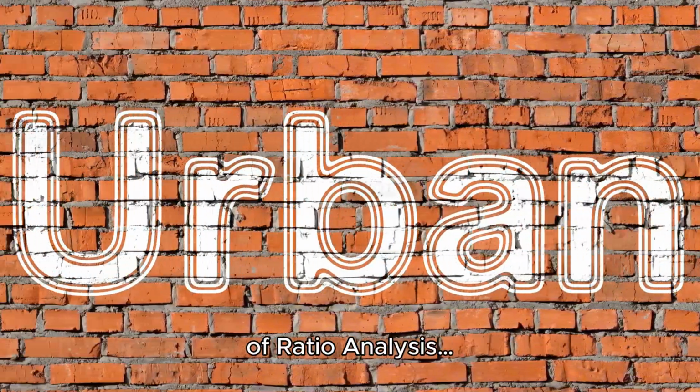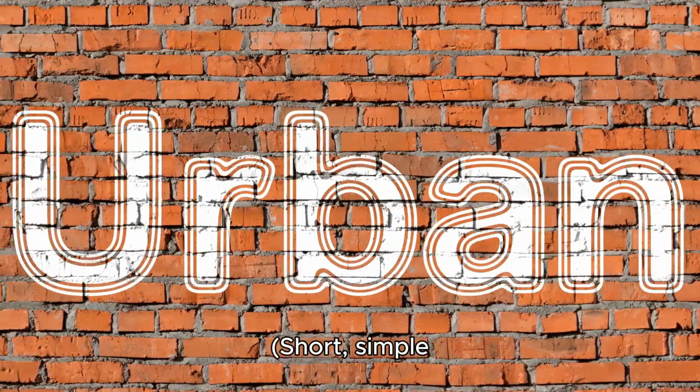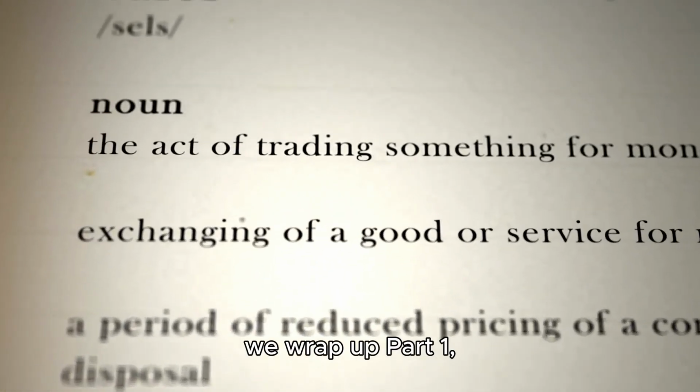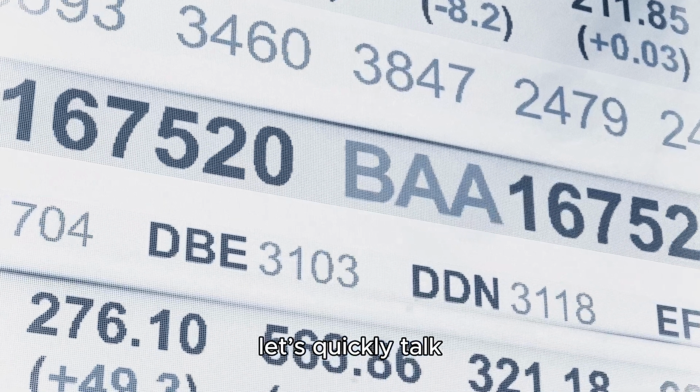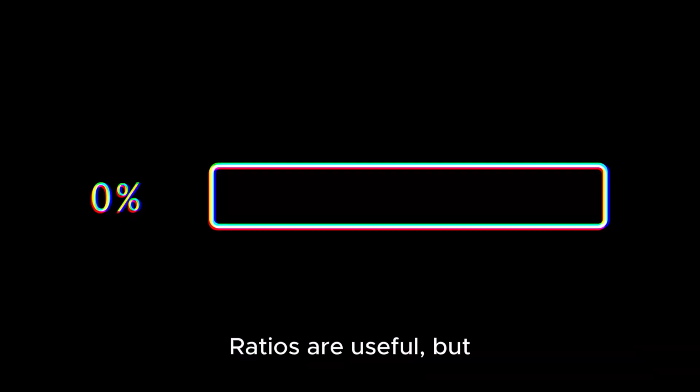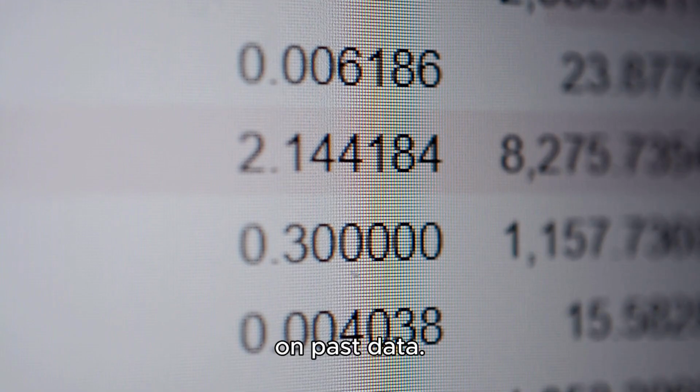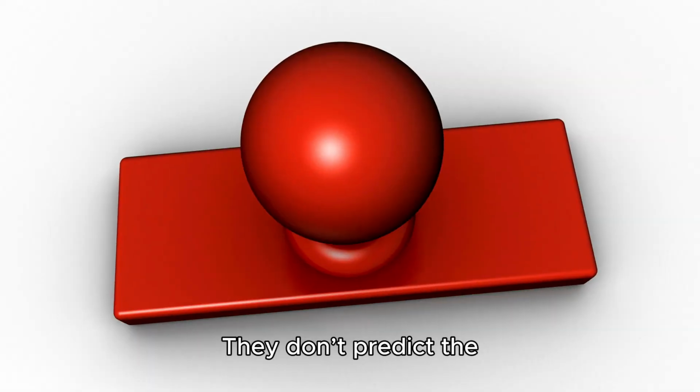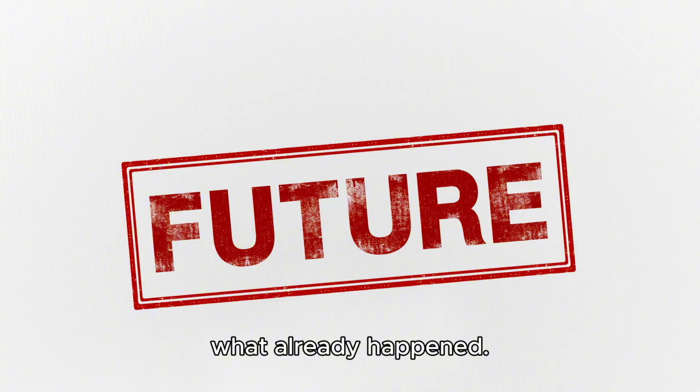Section 6. Limitations of ratio analysis. Short, simple explanation. Before we wrap up part 1, let's quickly talk about limitations. Ratios are useful, but they're not perfect. 1. Ratios are based on past data. They don't predict the future, they just show what already happened.